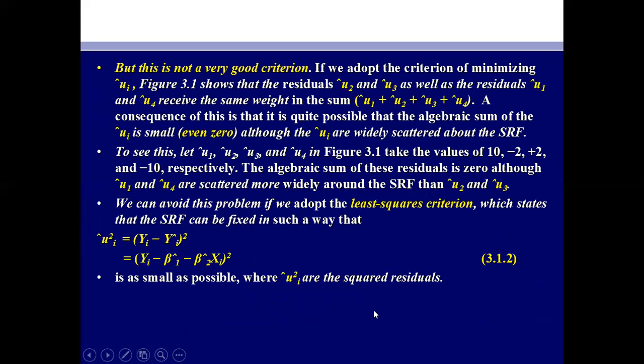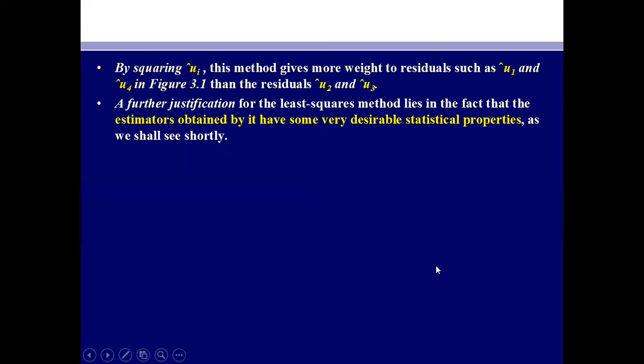So what we do, we define what we call the sum of squares of the residuals. Summation ui hat, summation is missing in this slide. So summation ui hat square, which is given by summation of y minus y hat square. So the least square principle says that this sum of square should be as small as possible if you want to get the corresponding values of beta 1 hat and beta 2 hat.